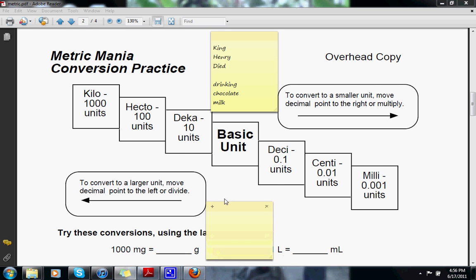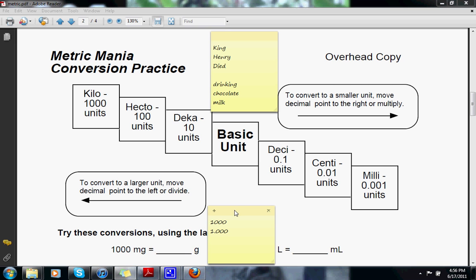So let me show you an example here. I'll type in this first one. You'll see it says right there, 1,000 milligrams is equal to blank grams. So we're going to start at milligrams, and we're going to move our decimal 1, 2, 3 till we get right here at gram. So if you have 1,000, and then you move the decimal spot 3 back, you would have 1.000 grams. That makes a lot of sense. 1 gram is 1,000 milligrams. So right in that spot, you can write 1.